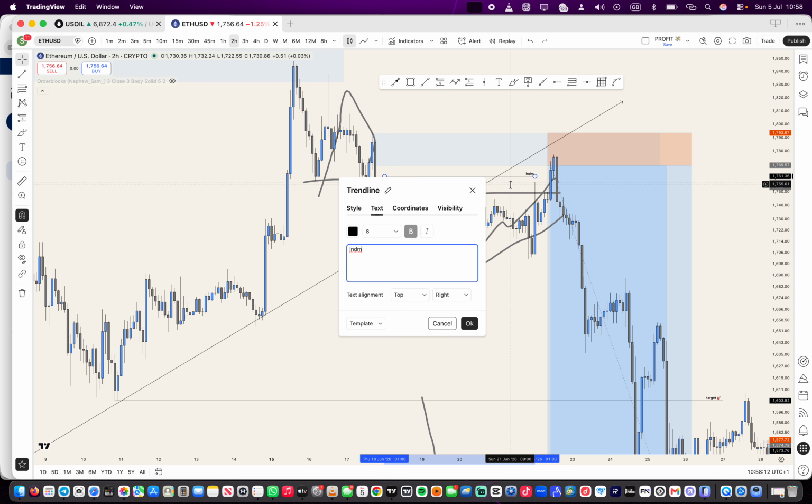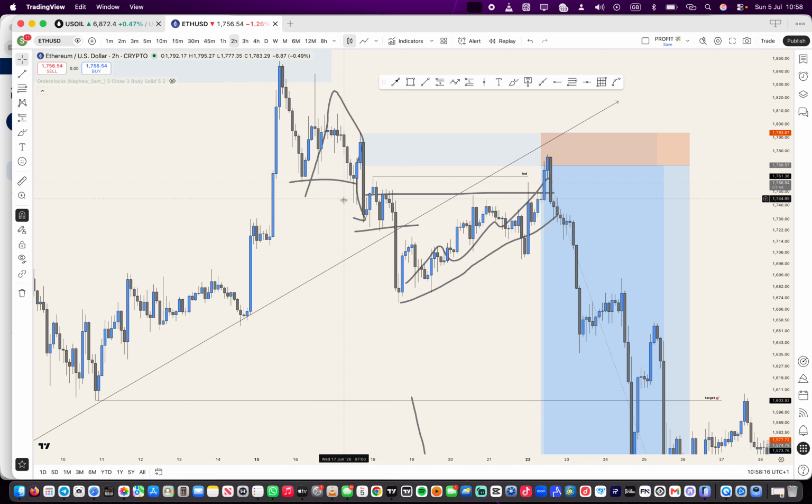IDM. IND can also be the abbreviation for it. That's my own inducement because that's the first pullback after this break of structure occurred here. After this break of structure occurred, this single candle here gave us the break of structure. This is the first pullback we have before price came back and took out the high of this same high that gave us the break of structure. That was why this is a valid inducement, and here you can see we have a valid order block.